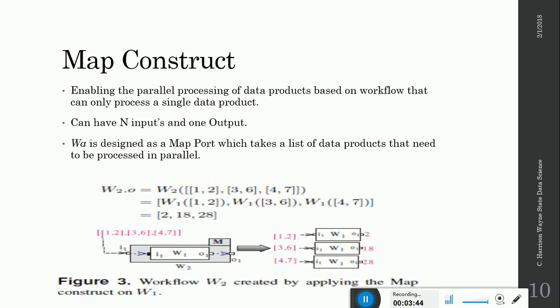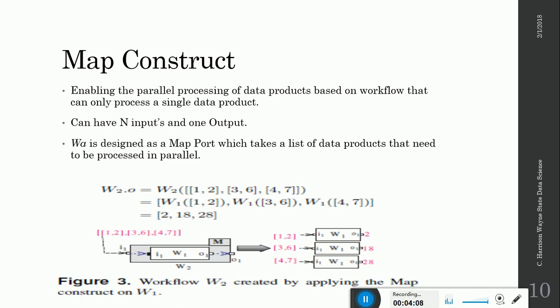The map construct enables the parallel processing of data products based on a workflow that can only process a single data product. It can have n inputs and one output. WA is designated as the map port, which takes a list of data products that need to be processed in parallel. And below we have a picture of how this workflow map construct would work.